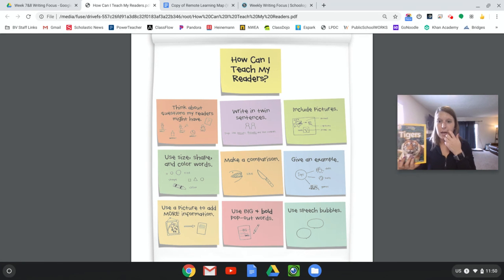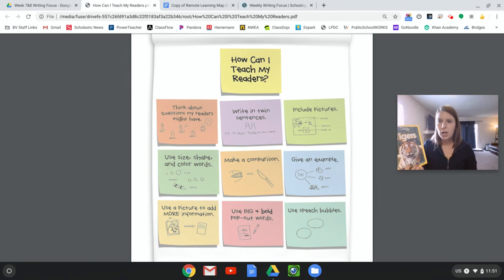So I'm going to kind of use this book, Tigers, as an example. So this book is all about tigers. It's not going to have every single one of these, but it's going to have some of them that I'll show you. The first one says, think about questions my readers might have.